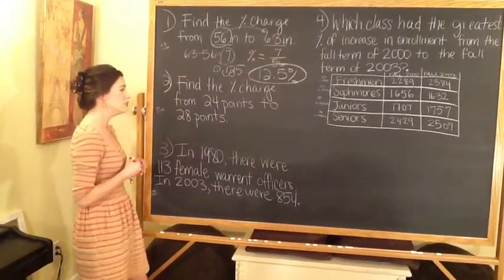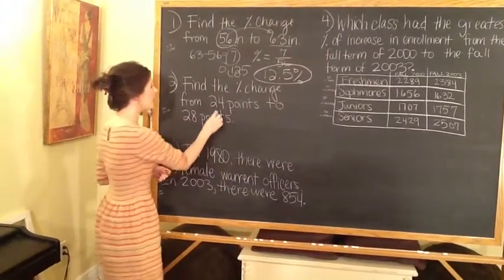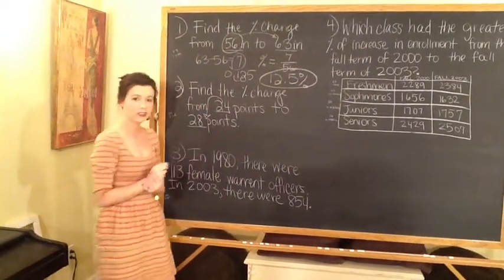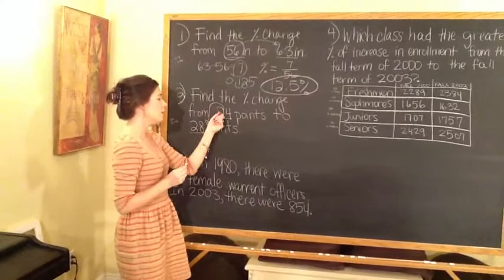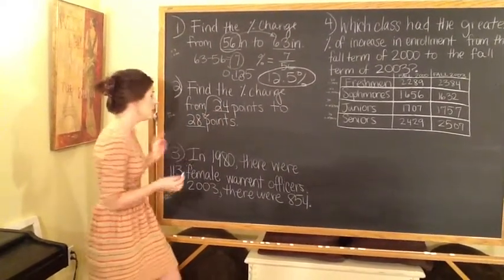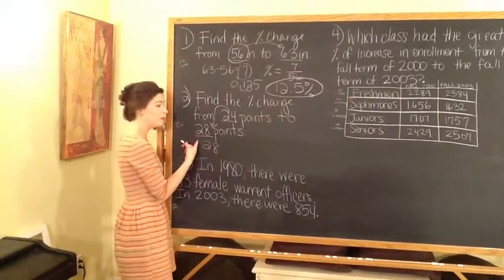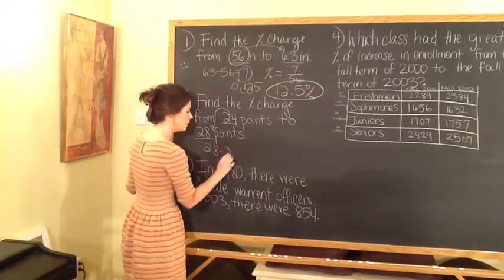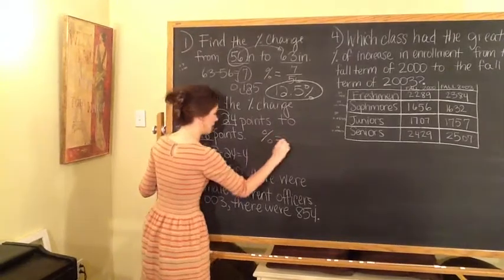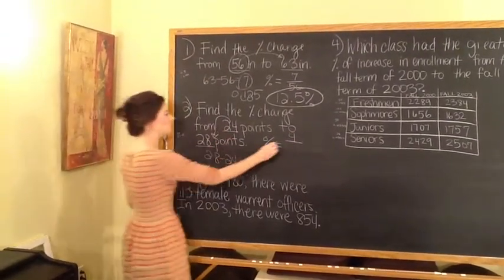It says find the percent change from 24 points to 28 points. First of all, I see that we're going from a smaller number to a bigger number, so we are increasing over time. I also know my percent is going to be kind of small because I'm not moving very many points at all. Now I need to find the difference. I have 28, the new number, minus the old number, 24. We're going to get 4. So to find our percent change, we have 4, the difference, over the original, which is 24.